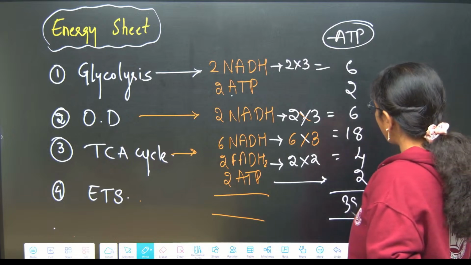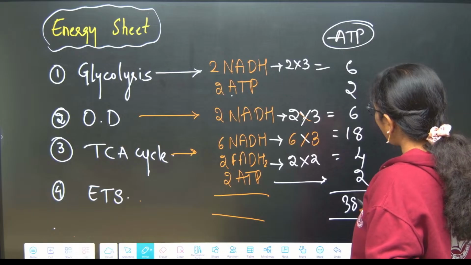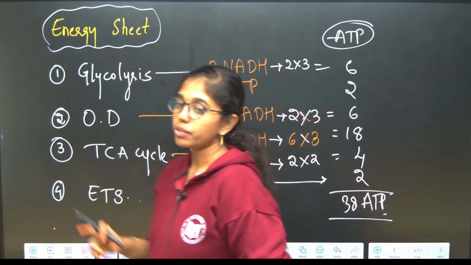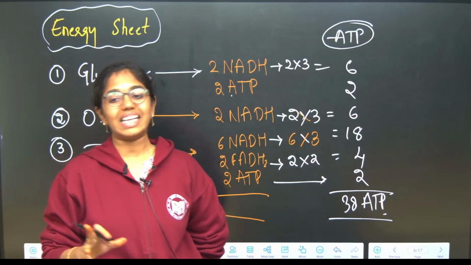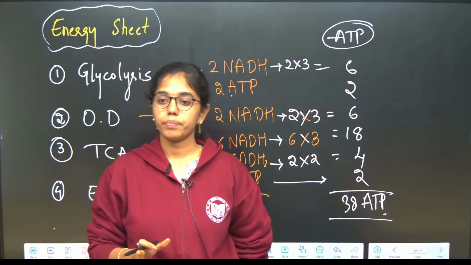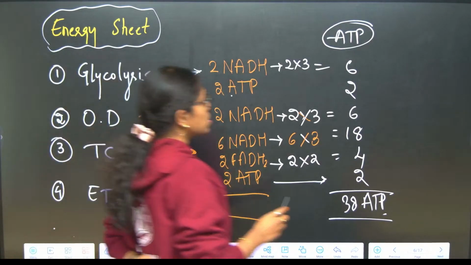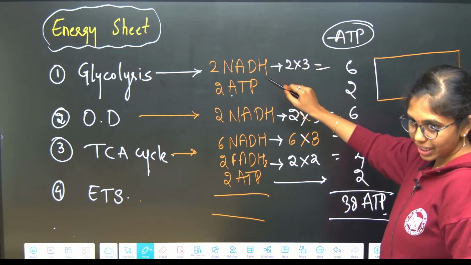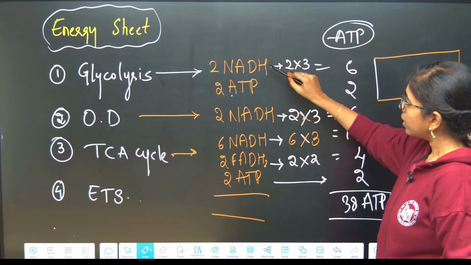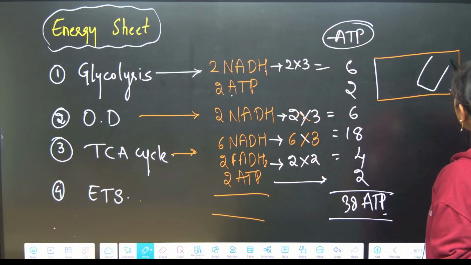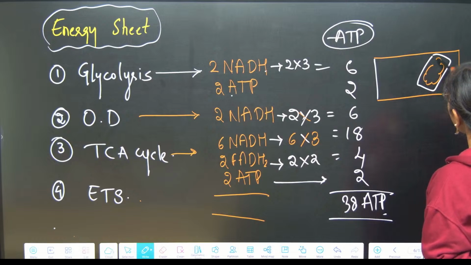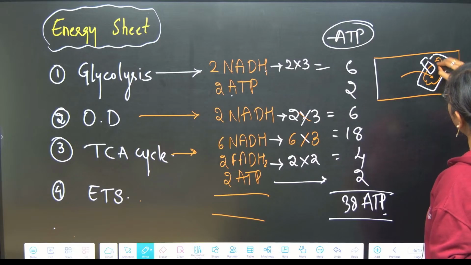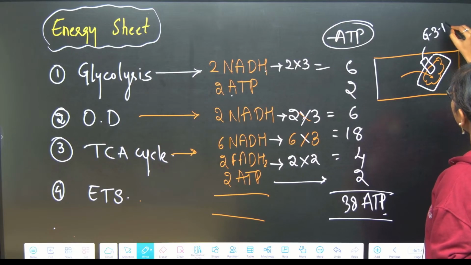38 ATP. But if in your question, the total amount of energy that is being released from aerobic respiration from one glucose is asked, then you will choose 36 ATP, not 38 ATP. Why? It is because the 2 NADH released from glycolysis, to get into the mitochondrial matrix, a shuttle system will be operated. That shuttle system is called the glyceraldehyde 3-phosphate shuttle system.